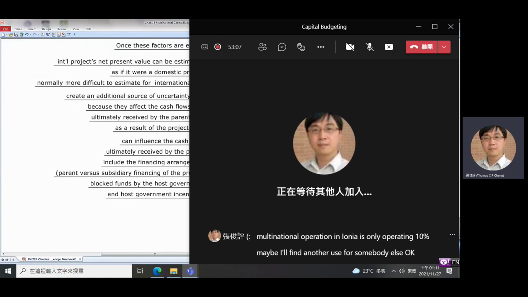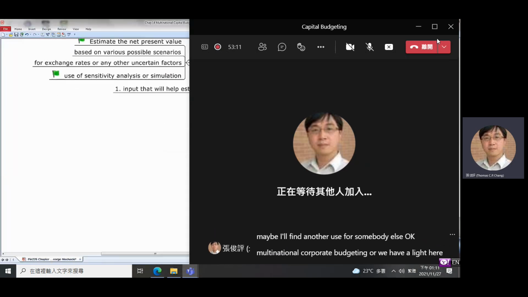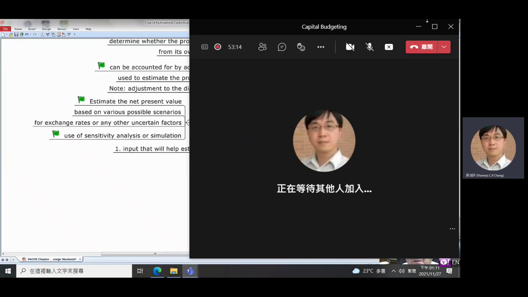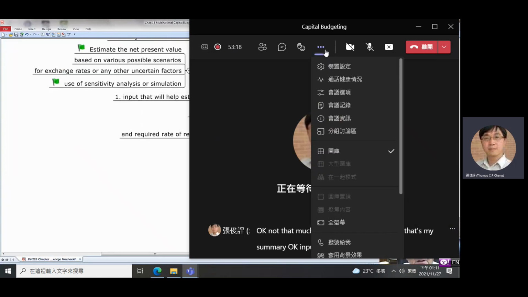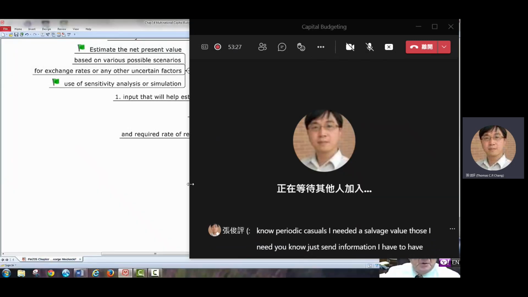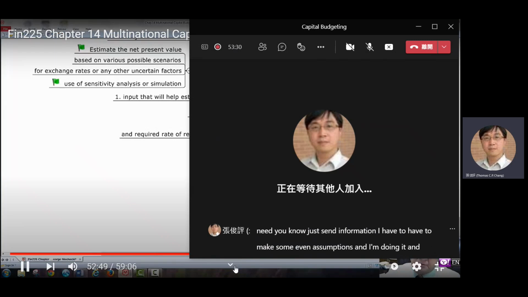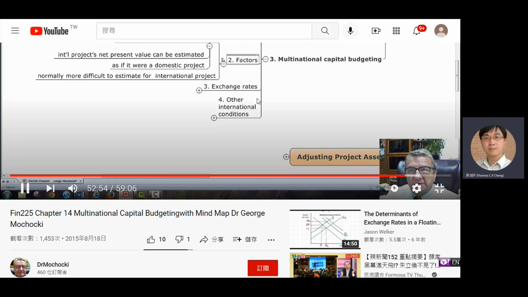Okay, multinational capital budgeting. Oh, we have a lot here. Let me go in here. Okay, not that much. Remember, so this is my summary. Inputs that will help estimate the initial outlay, periodic cash flows, and salvage value, those I need. There's certain information where I have to make some assumptions, and the required rate of return on a project. What is the rate of return that the company is looking for, or the stockholders? That's something most companies, if you're dealing with any kind of capital project, that's the first thing I ask. What's your rate of return?